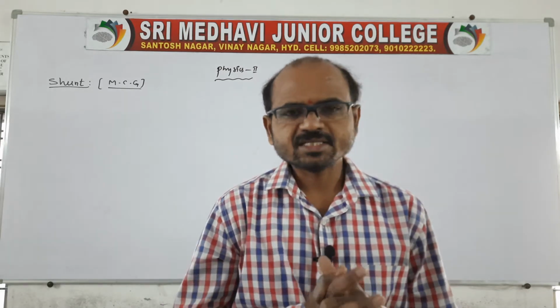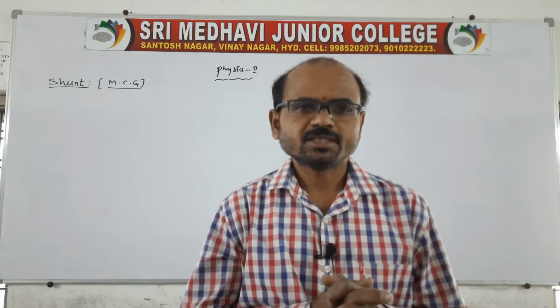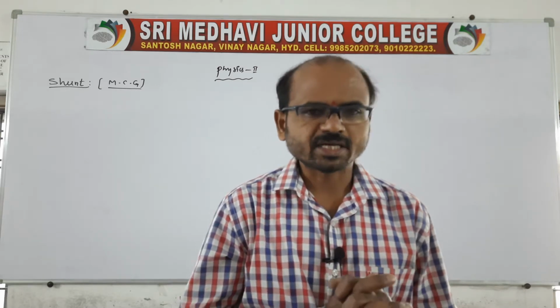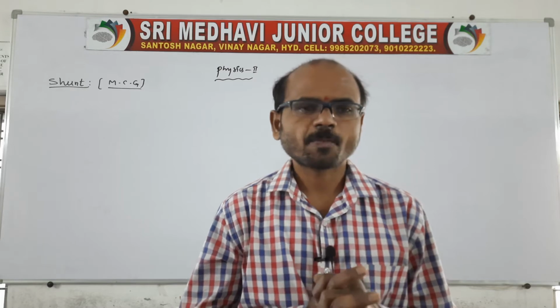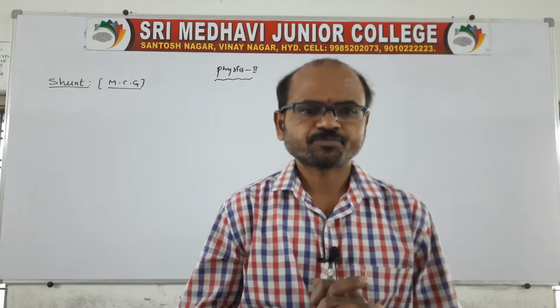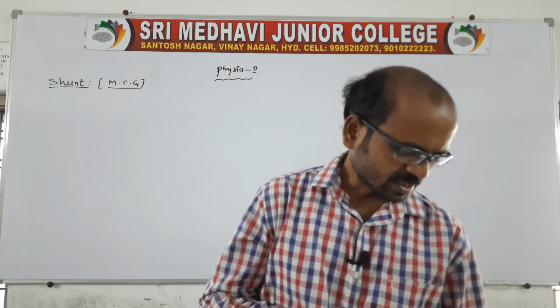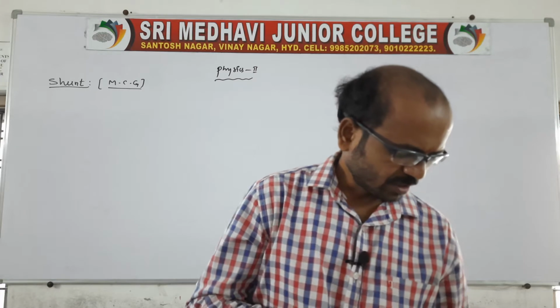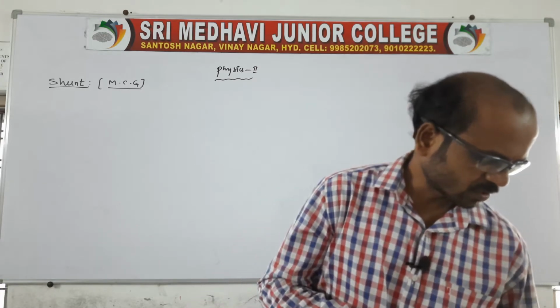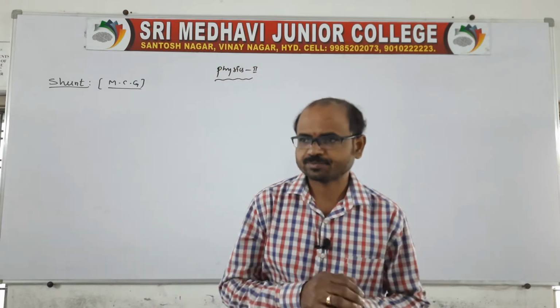In the previous class, we finished the topic related to the moving coil galvanometer, MCG. MCG is an instrument used to measure current, very small current in the order of 10 power minus 9 ampere. It is for 2 marks, very important.